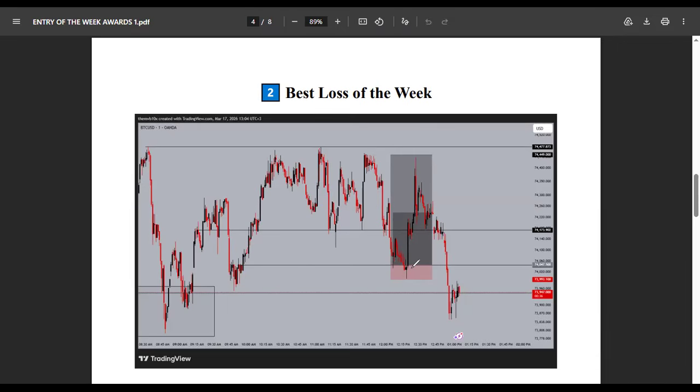my entry went all the way up, but it failed to hit my take profit around there, and then we see the market moving all the way down. So I was not in the market at this time. I came to realize that my entry was already taken out. So that's the risk of trading. You cannot avoid losses. So this was the loss of the week.